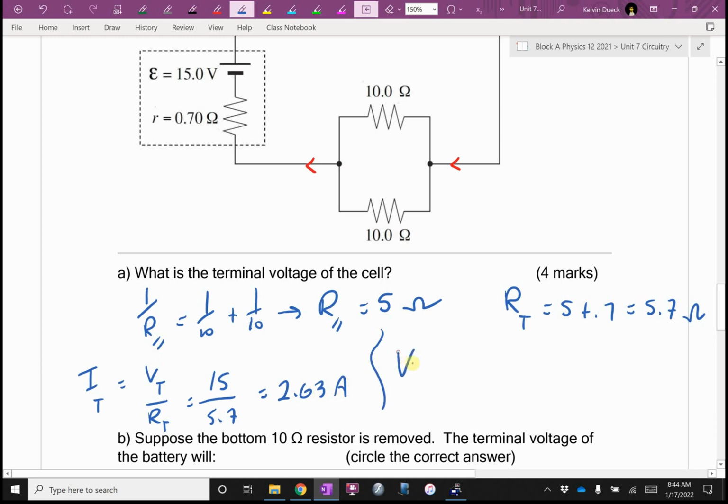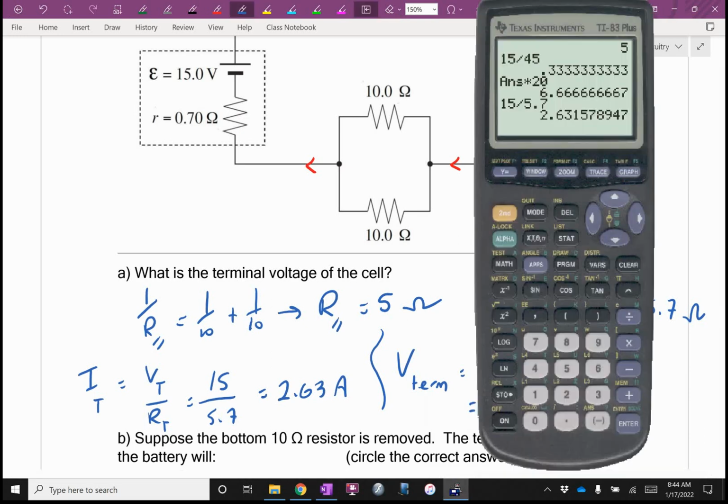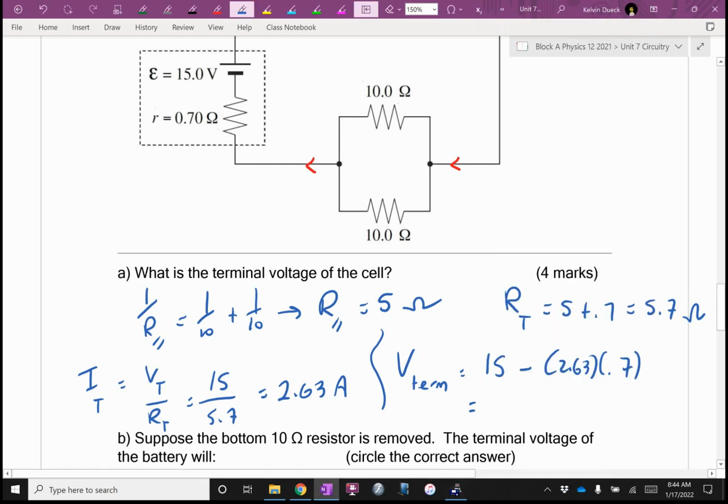And so finally, the terminal voltage is going to be 15 minus what I lose going through the internal resistance, which is going to be I, 2.63, times little r. 15 minus answer times little r, and I get a terminal voltage of 13.2. I would take 13.1 as well. So we lose about 1.8 volts going through the battery.